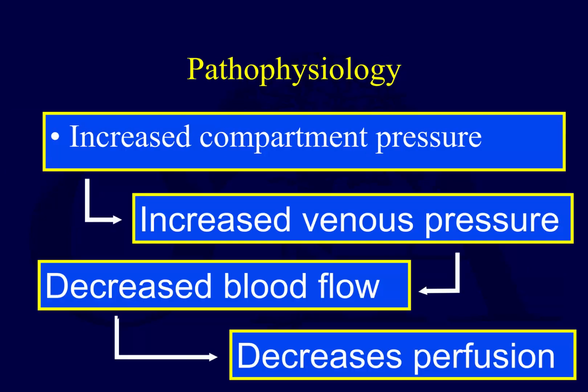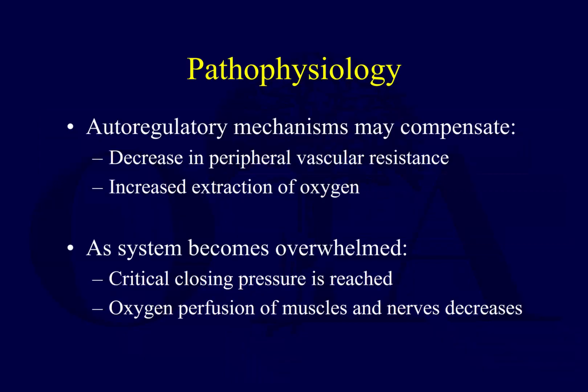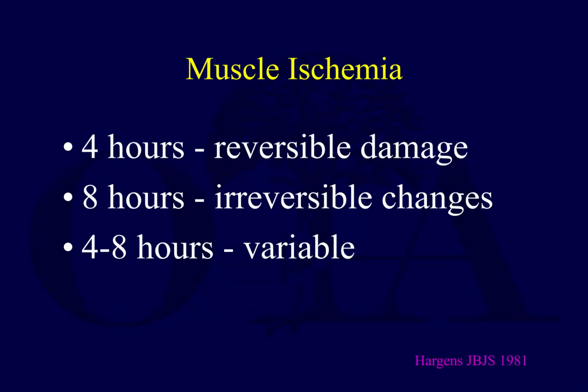So you have increased compartment pressure, right? This can lead to increased venous pressure by compression on the veins, which leads to decreased blood flow, decreased perfusion, and you get this potentially vicious cycle. So this can lead to a decrease in peripheral vascular resistance, increased extraction of oxygen as autoregulatory compensation, but eventually you can reach a critical closing pressure, and then eventually your oxygen perfusion to the muscles, nerves, and contents of that compartment decrease, right? And then you end up with this ischemia.